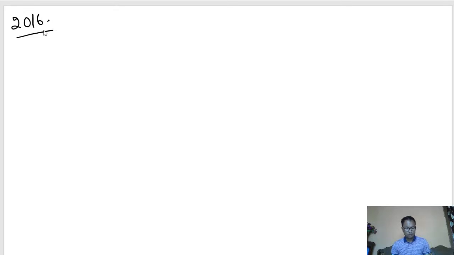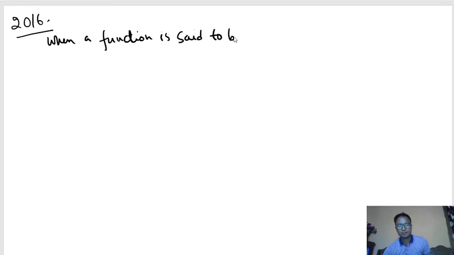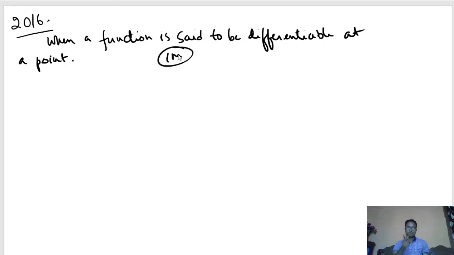Anyway, continue with the question, right? 2016, when a function is said to be differentiable at a point, right? It is one mark already, so I don't think that we need to do it again.